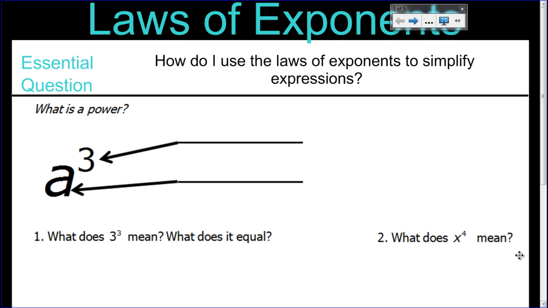The first part, we're going to start right here. This is what your notes look like. This is how they start. So the first thing we're going to do is talk about some definitions really quick.